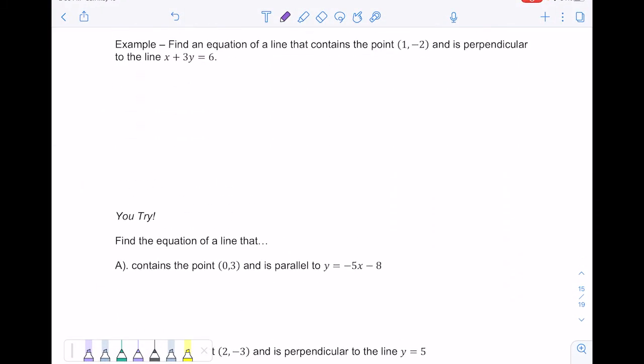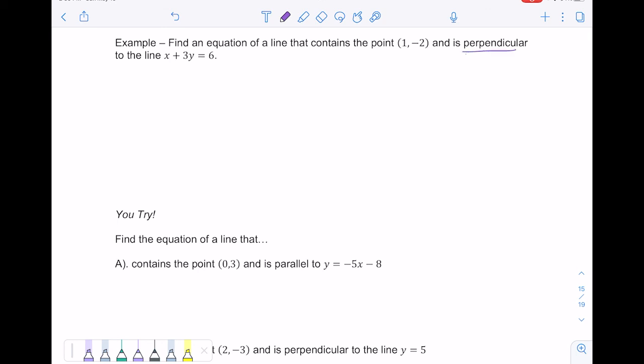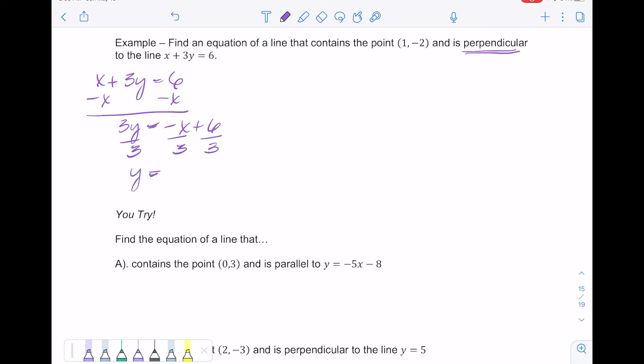Okay, for my next one, I'm going to do the same thing, except this time I'm looking for a line that's perpendicular. So I need to take my equation, solve for y, so here I would have negative 1/3 x plus 6 divided by 3 is 2.